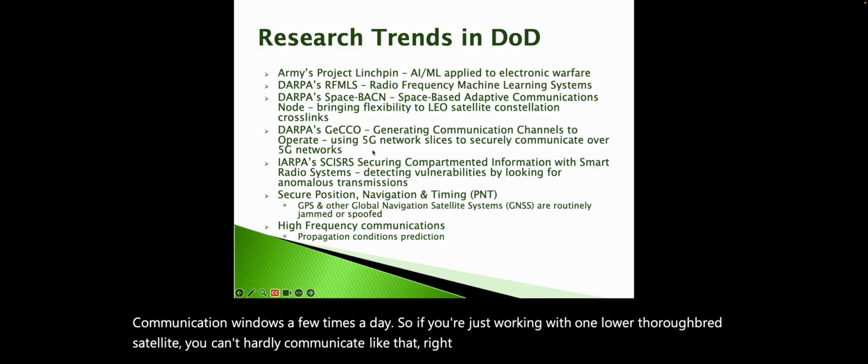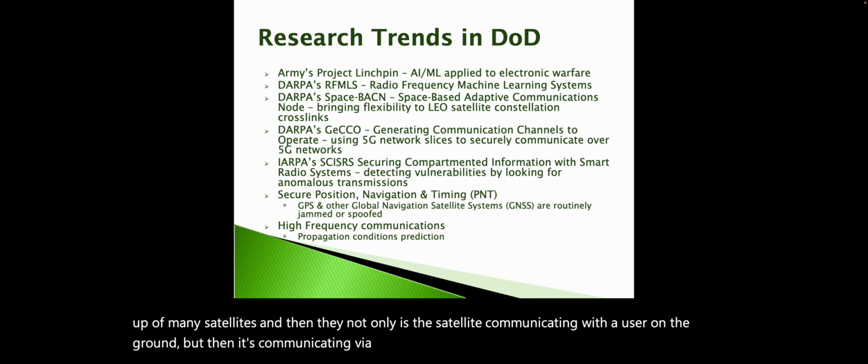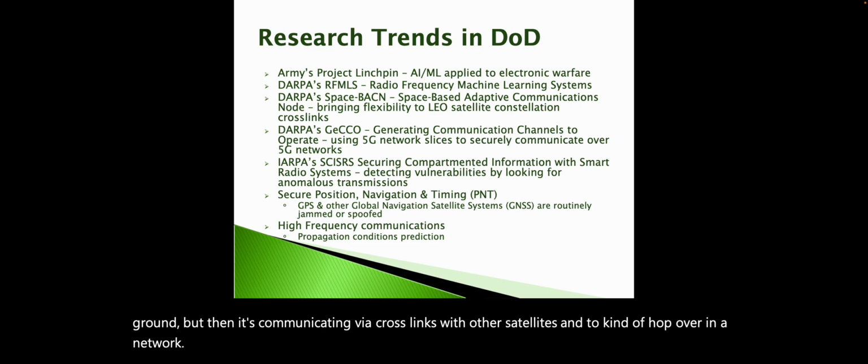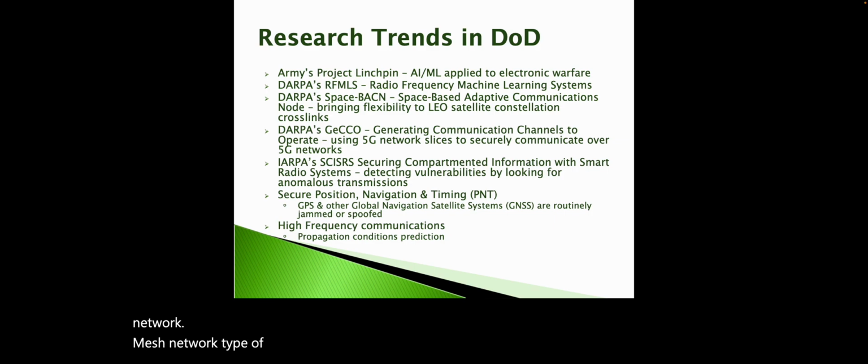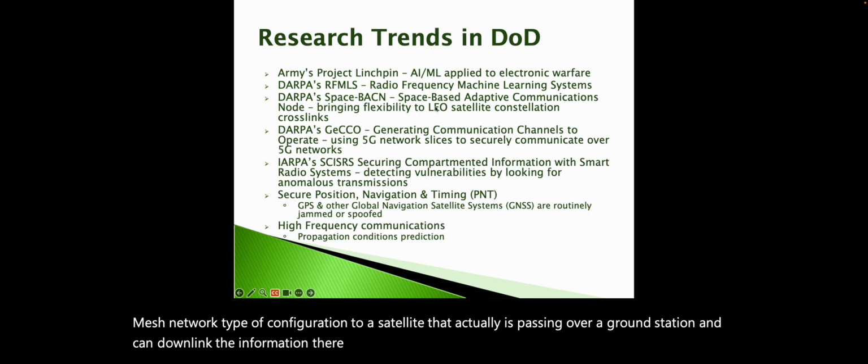And so a whole constellation is built up of many satellites, and then not only is the satellite communicating with a user on the ground, but then it's communicating via crosslinks with other satellites and to kind of hop over in a network, mesh network type of configuration, to a satellite that actually is passing over a ground station and can downlink the information there. And so these need to be pretty broadband type communication networks.